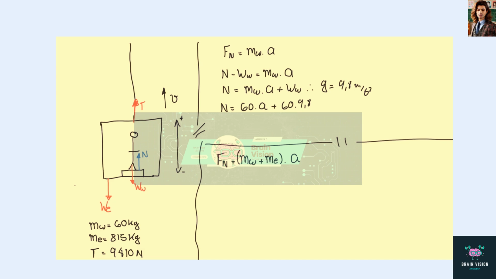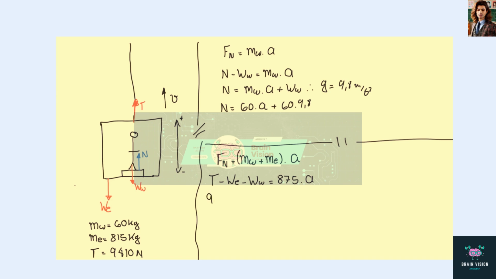Then the net force acting on the elevator is not equal only to this weight force, but equal to this weight force plus the weight of the woman, because she is inside the elevator. So we have that the tension minus the weight of the elevator minus the weight of the woman is equal to the combined mass of the whole system, which is 60 plus 850, so 875 times the acceleration of the system.